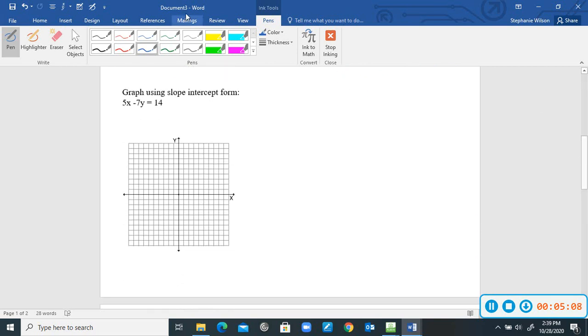Let's go to the next one. This one says, let's graph this line. And we know it's a linear line because the degrees are to the power of 1, so we're going to get a straight line. And you're asked to use the slope-intercept form, so that means it needs to be written in this format in order to graph it.